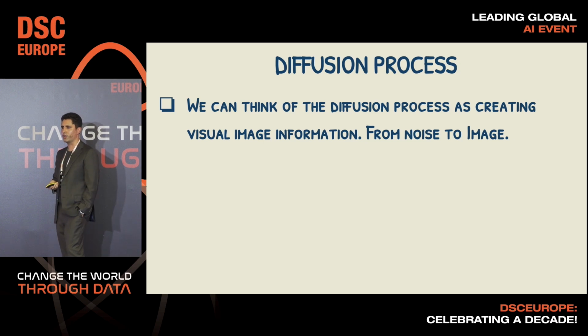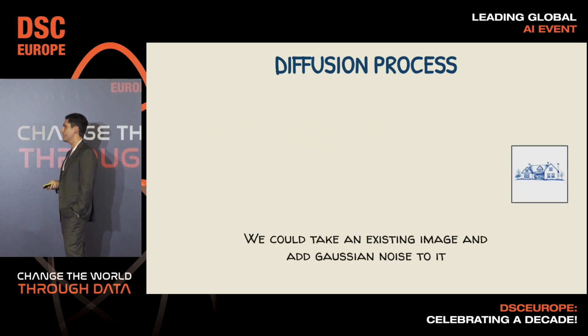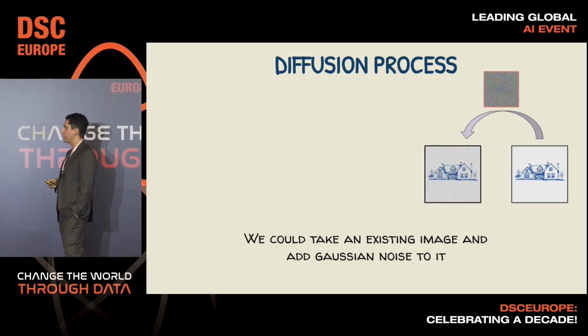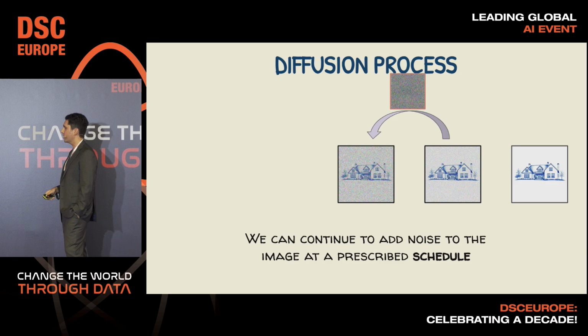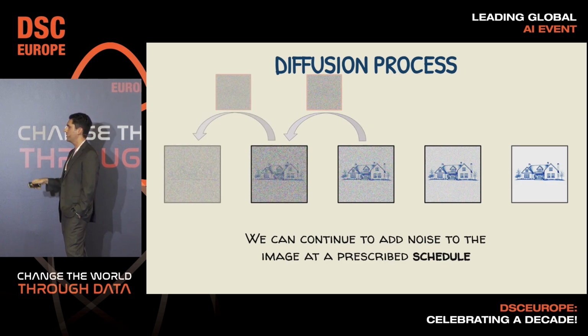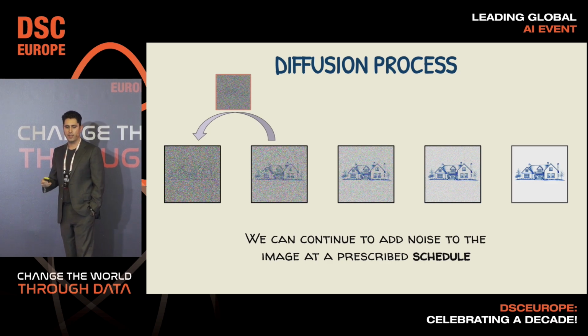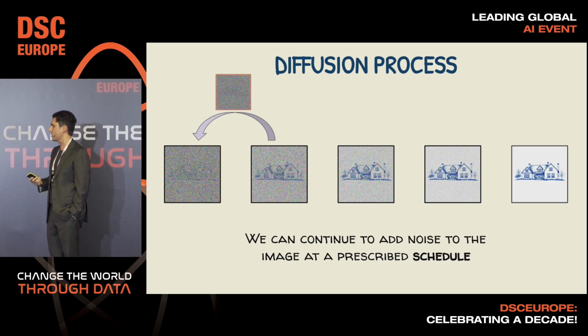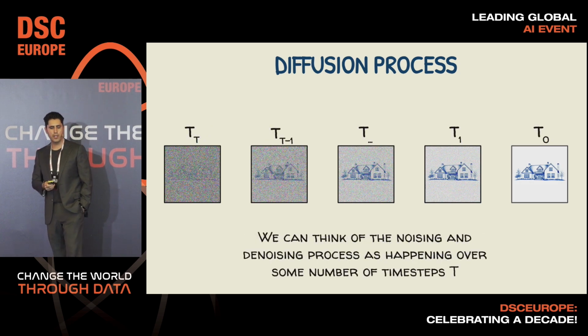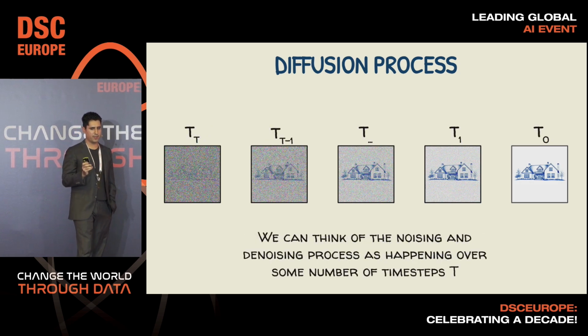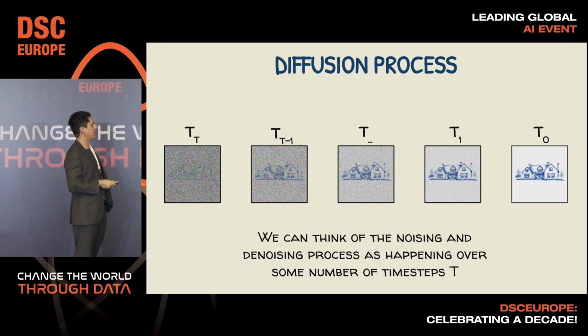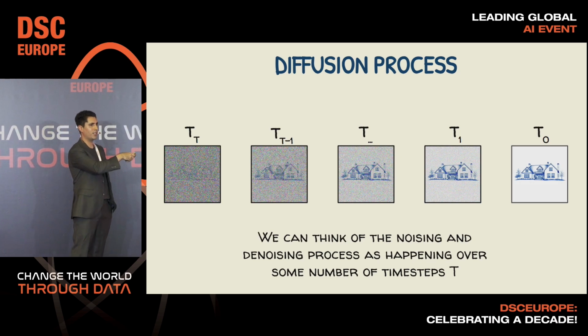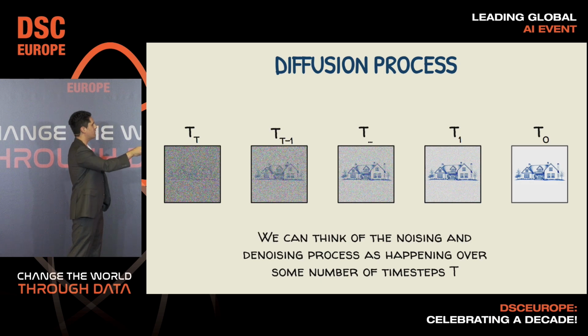First off, we need to create our training data. So this is actually pretty simple. I can take an existing image and add some Gaussian noise to it, and then take that, add a little more Gaussian noise, and I can continue to add this noise at a prescribed schedule. So maybe you've heard this term, scheduling on noise. This is where it starts to come from. And so we can think of the noising and denoising process as happening over some number of time steps t, where t0 is your original clean image, and then you slowly add more noise over t steps.